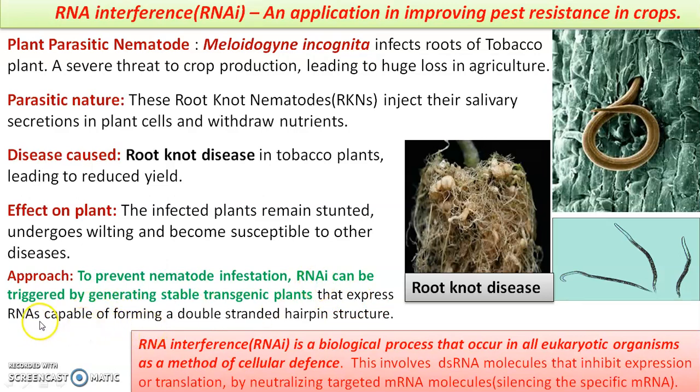there are RNAs formed which are capable of forming double-stranded structures which will target the mRNA of the nematode which is making it parasitic, which produces protein needed for the proper development of the nematode. So that would be silenced. That is the whole concept behind RNA interference. So it's a biological process.